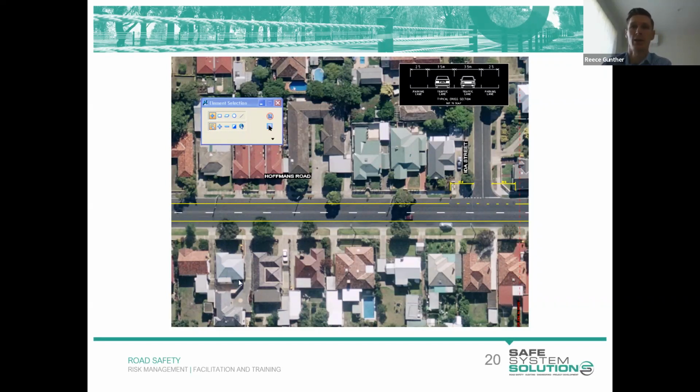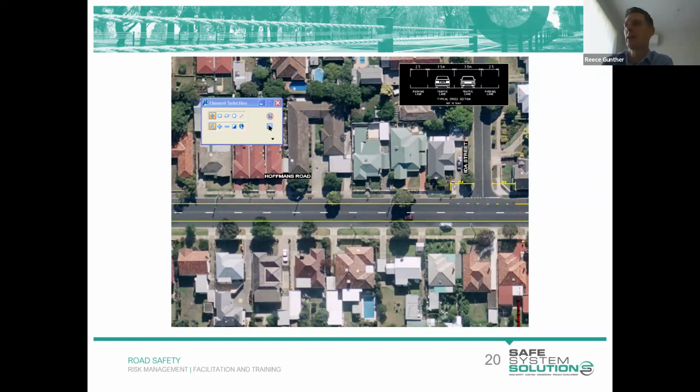Just touching back onto this project here. So this is a project that was given over to us to review. Now, some of you that may live in this area, it's of Essendon, so it's in Melbourne. They're looking at upgrading Hoffman's Road to provide on-street parking in the vicinity of Ida Street. So from plan, they're essentially trying to maximise or increase the amount of parking along Hoffman's Road for local residents.